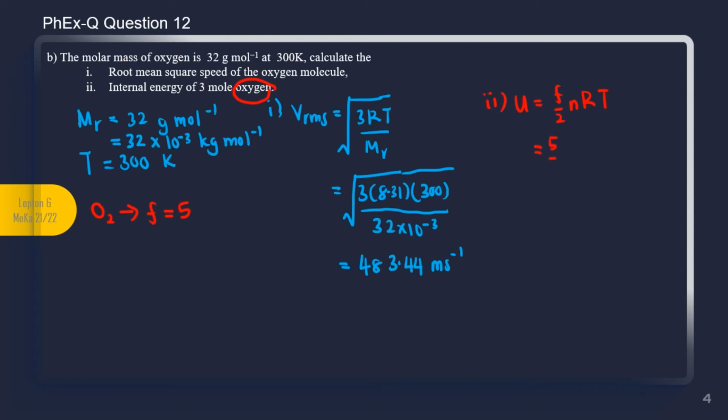So this becomes 5 over 2, then our number of mole is 3, multiplied by 8.31, multiplied by the temperature 300 Kelvin. Here we will get 1.87 times 10 to the power of 4 joule.